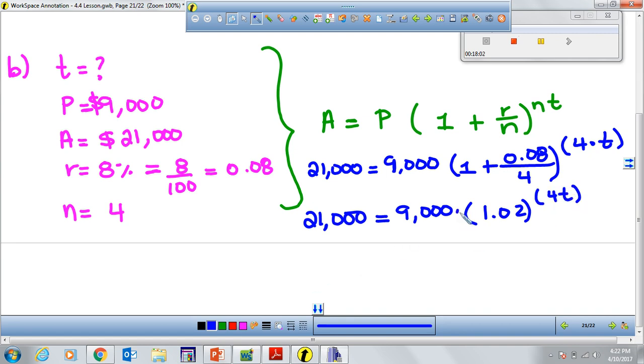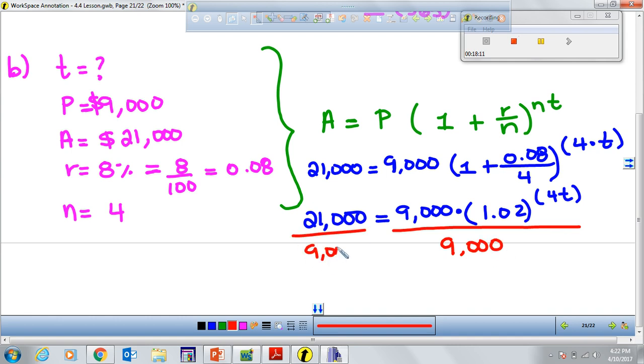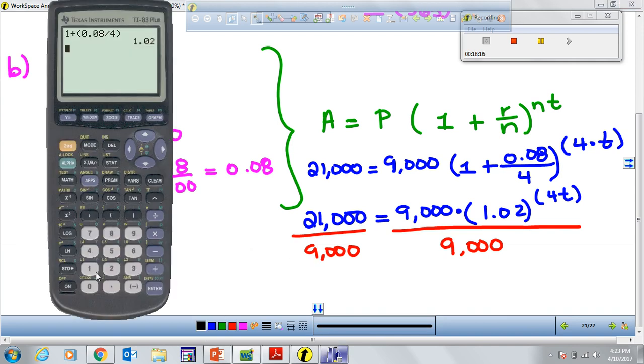So what you want to do next is, 9,000 is multiplying times 1.02, so get rid of this 9,000 by doing the opposite operation, by dividing. If you put 21,000 divided by 9,000 into your calculator, you may get a lot of decimals. My suggestion to you, don't use decimals. As I told you in the other problem, when the division yields a number that has a lot of decimals, don't use that. I'm going to change this to a fraction. You can use math, enter, enter, and you get the fraction 7/3.